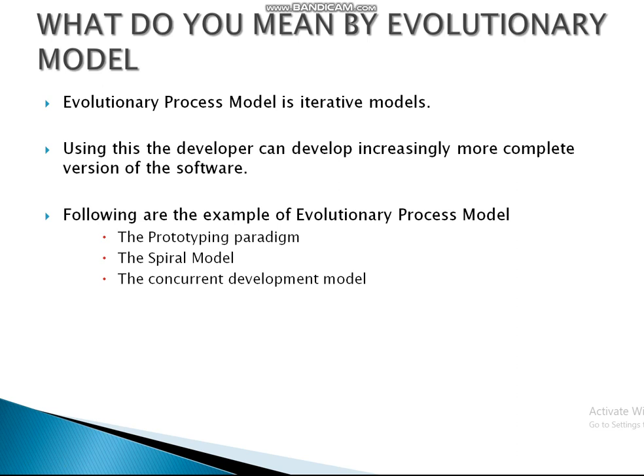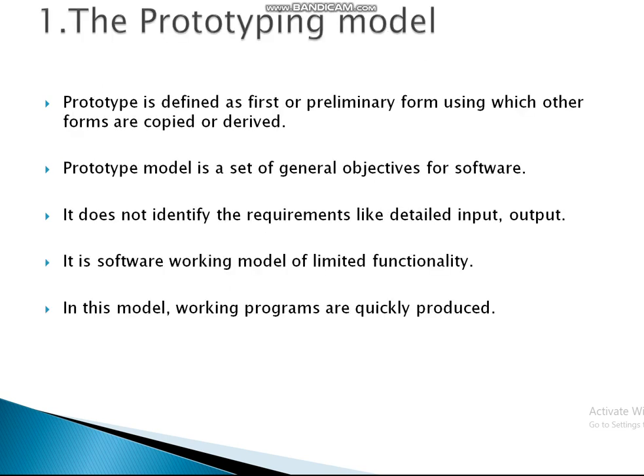Let's get started. What do you mean by evolutionary model? In this topic, we'll discuss evolutionary model. Evolutionary process model is iterative models. So using this, developer can develop increasingly more complete version of the software. There are three types of evolutionary process model: the prototyping paradigm, the spiral model, and the concurrent model.